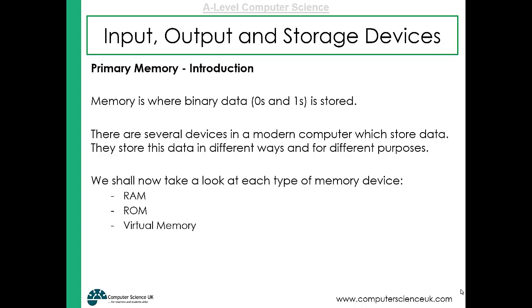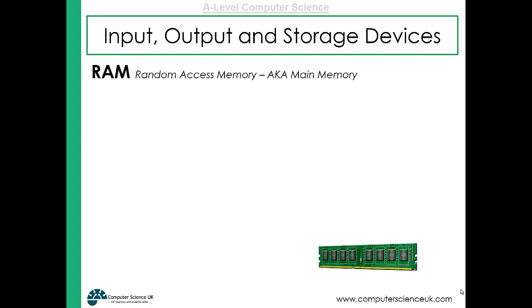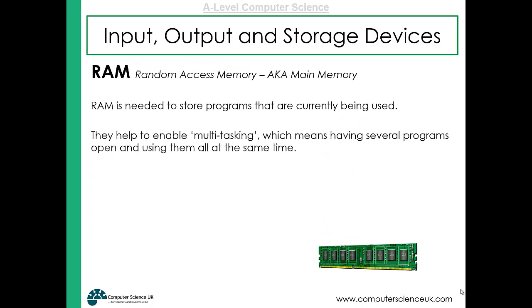So when we're talking about primary memory, we're talking about system memory. We're talking about memory that is directly accessed by the CPU. So the RAM is needed to store programs that are currently in use. So they might reside on the hard drive when they're not in use, you double click the icon and the program will be loaded onto the RAM.